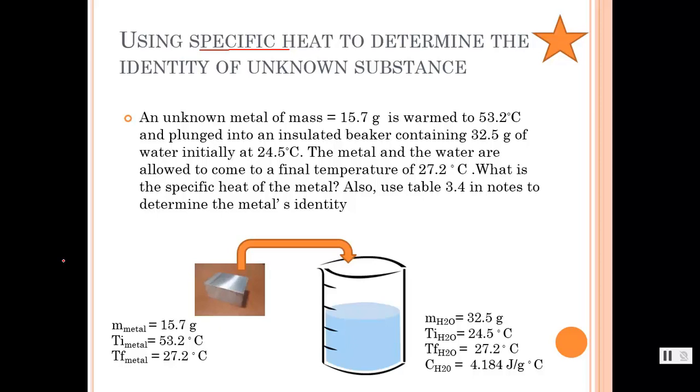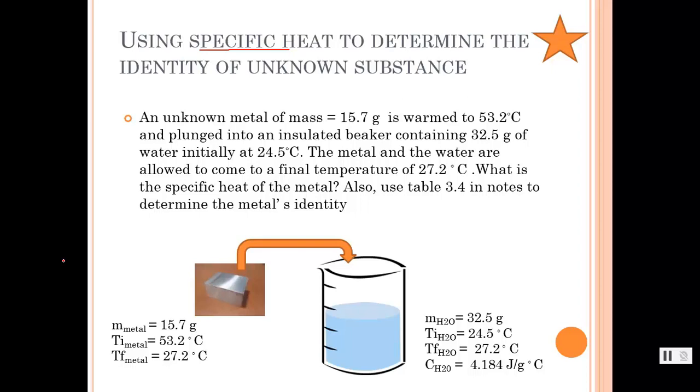So in this example, we're going to make use of the intrinsic property of specific heat to help determine the identity of an unknown substance. If you remember, in a previous video we defined specific heat as the amount of heat it takes to raise 1 gram of substance 1 degree. And that specific heat is part of the heat equation Q equals mc delta T.